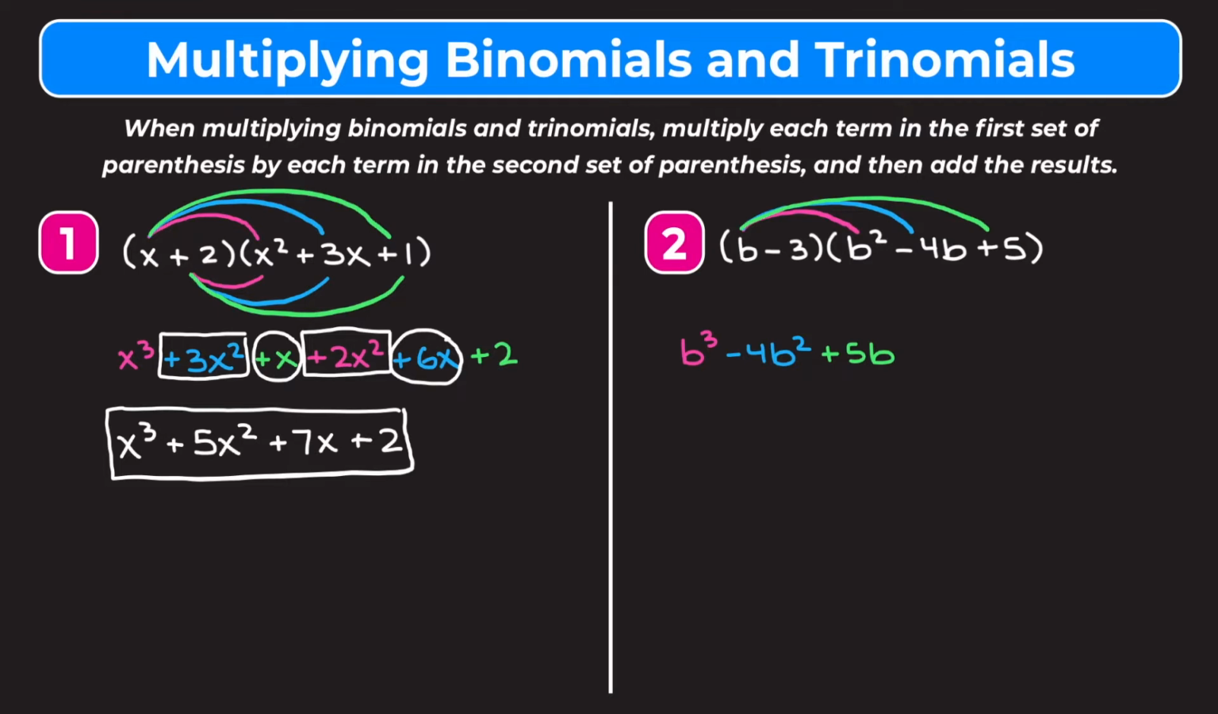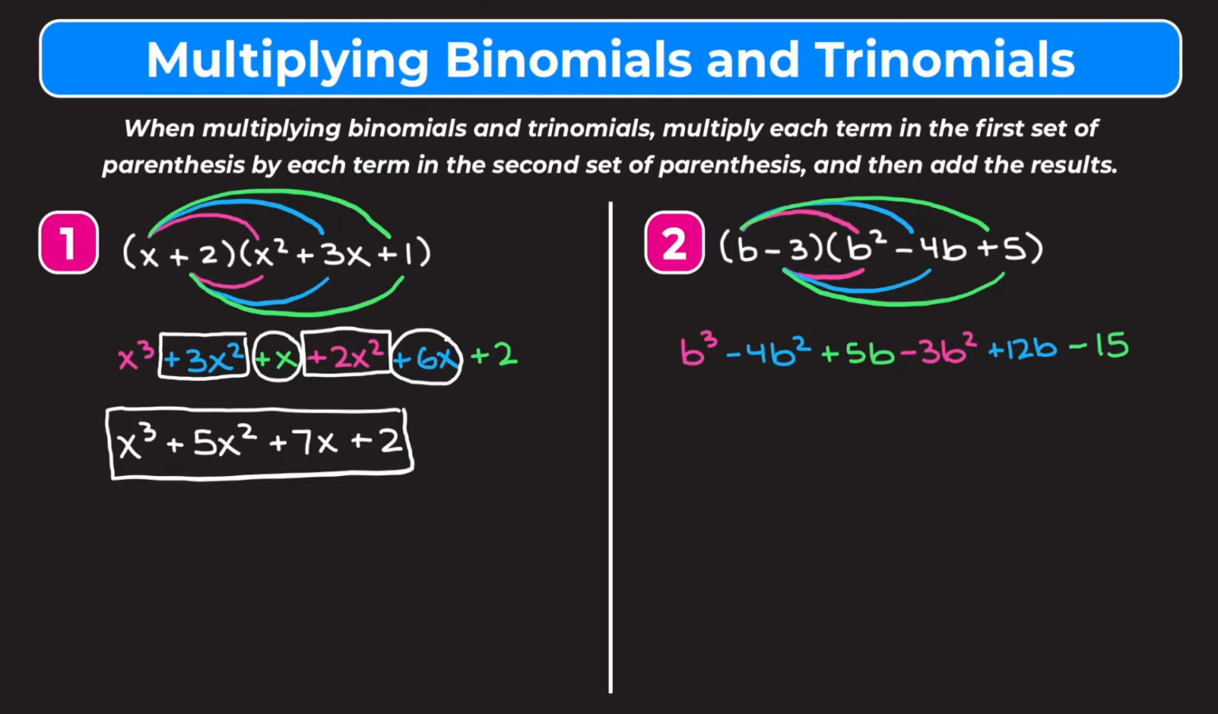And now we need to multiply the minus 3 in the first set of parentheses by every term in the second set of parentheses. So minus 3 times b squared is minus 3b squared. Minus 3 times minus 4b is going to give us a plus 12b. And minus 3 times plus 5 is going to give us a minus 15.